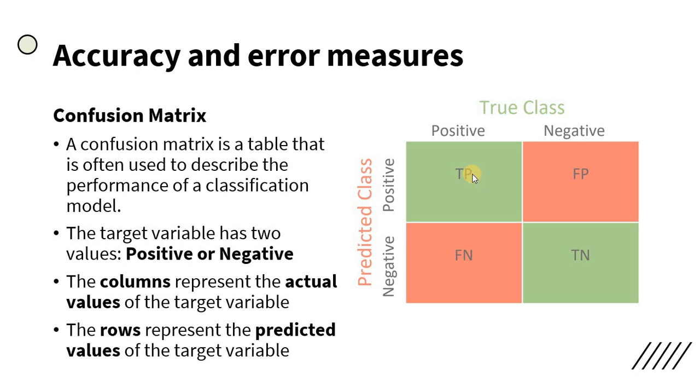So this figure shows the confusion matrix. In here there are two target variables, which are positive or negative, and there are two classes, true class and predicted class. Here true class means the actual value and the predicted class means what the model predicts. Yes, so let's understand each of the terms in detail.